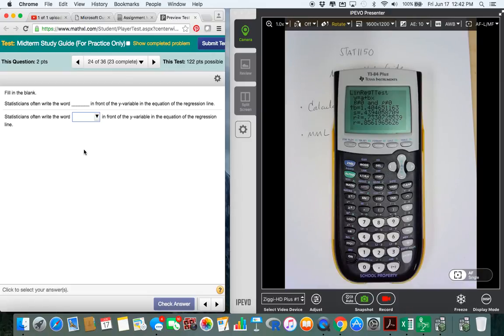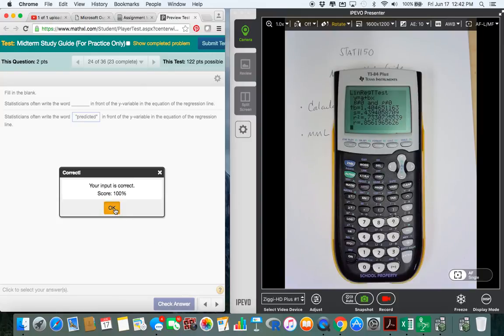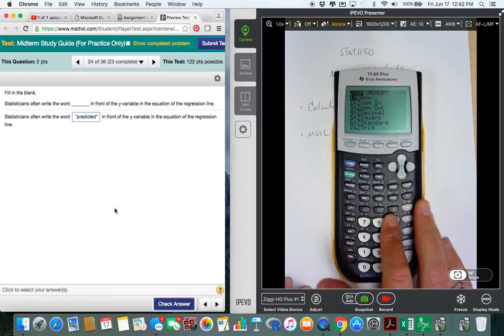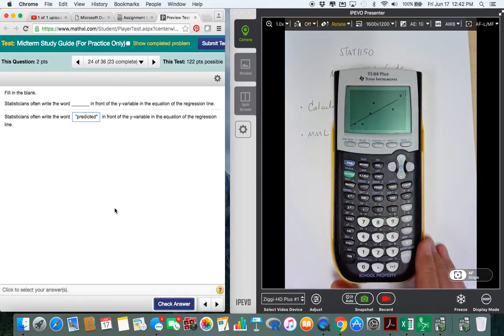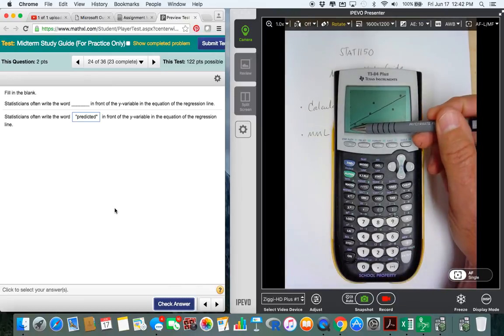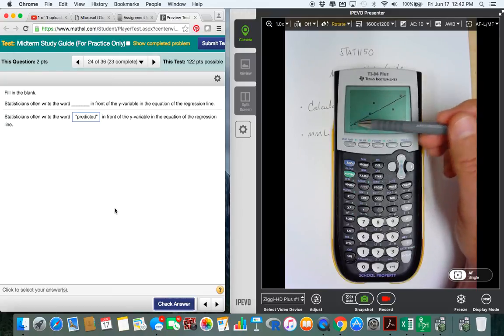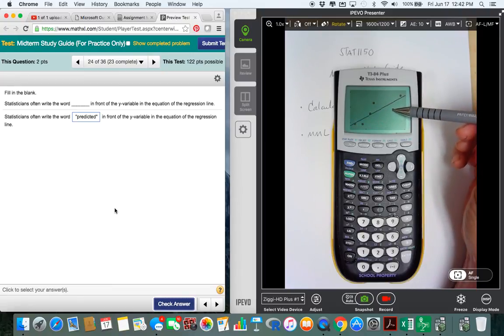Statisticians often write the word blank in front of the y variable. Well, we're doing a predicted variable. So we check the answer and it's going to be right. Now, why do we say predicted? Let's go back over here and let's just do zoom 9. When I have an x value, I come over to the x value on the x-axis and I go up to that line to predict using these other observations that we've collected and that have been used to create this line.